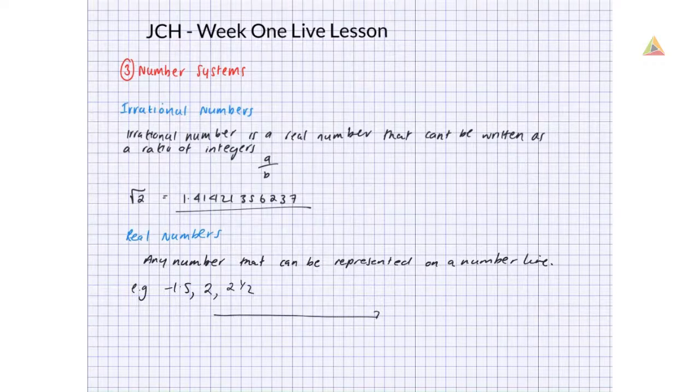So if I just drew my number line here, and I'm going to put 0 in the middle, and I'm going to go back just in minus 1, minus 2, minus 3, and I'm going to go up 1, 2, 3. So if I was to show these numbers on a number line, minus 1.5 would be here, 2 would be here, and 2.5 would be there. So you can show them on a number line, which means that they're real. And the other thing as well is that real is denoted by the capital letter R, and then irrational numbers we say is R minus Q. Just if you see those again, you'll know what they mean.